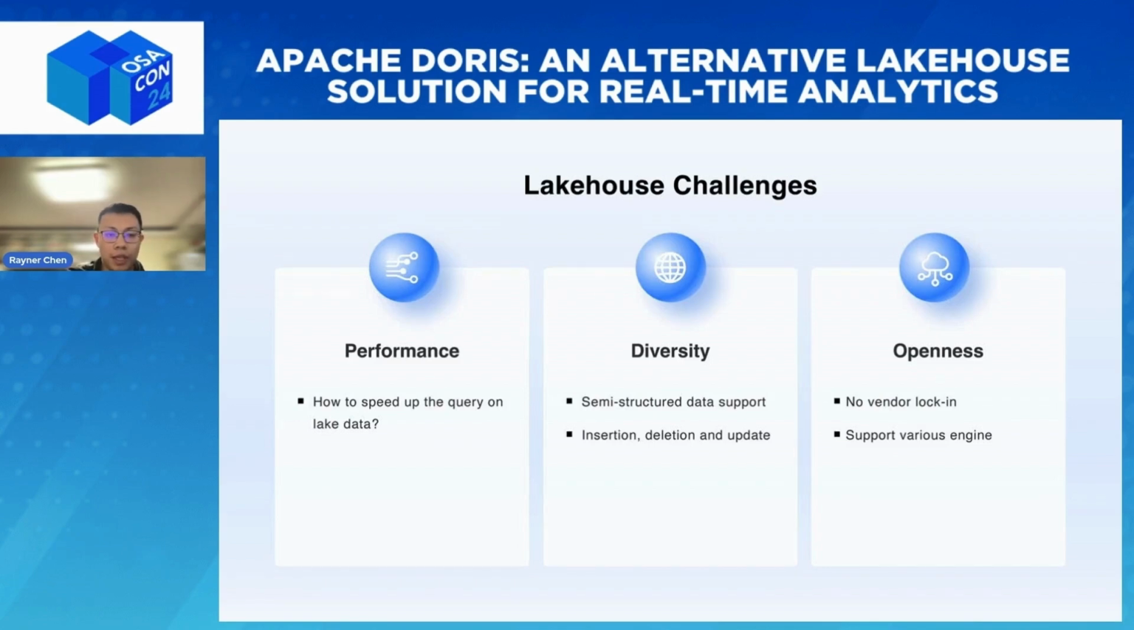The first is how to enhance query performance on lake data. I think this is the most common and a natural need of a Lakehouse solution. Everyone wants to get results faster and faster. The second is how to manage diverse lake data, such as supporting semi-structured data and rapid data changes, like data insertion, deletion, and update. The third is openness. Users don't like vendor lock-in, and the data should be able to be accessed by different compute engines for different workloads. So let's look at how Doris can resolve these issues.